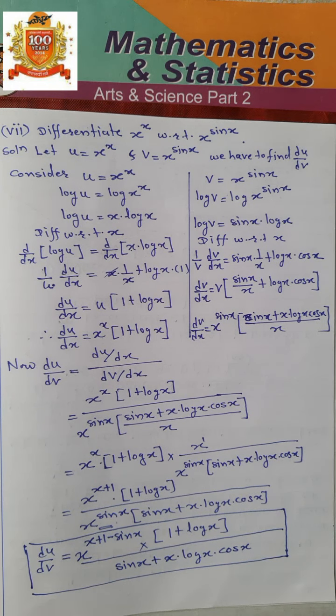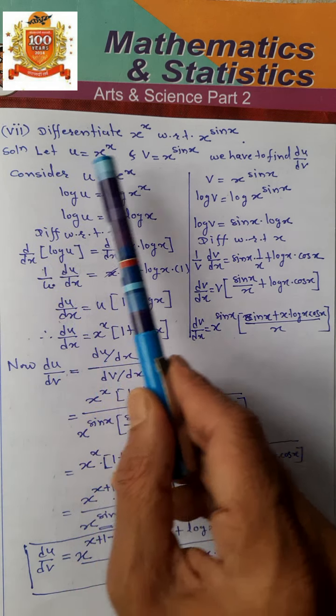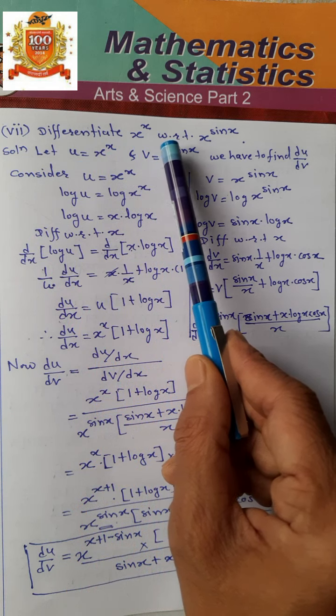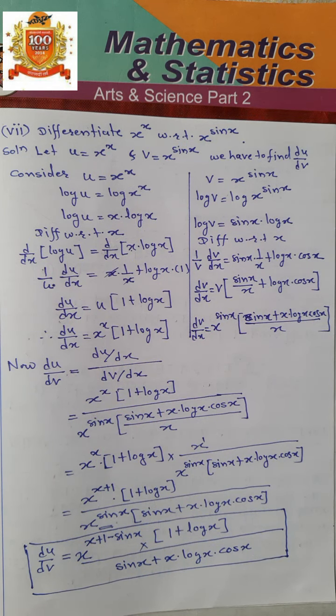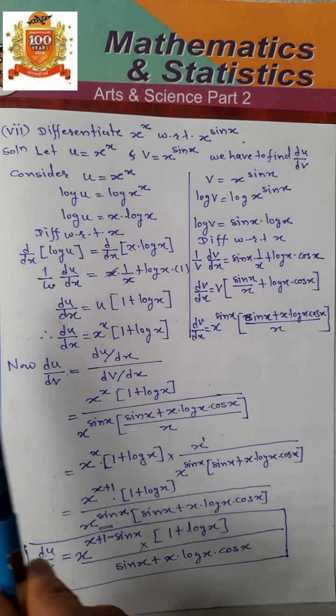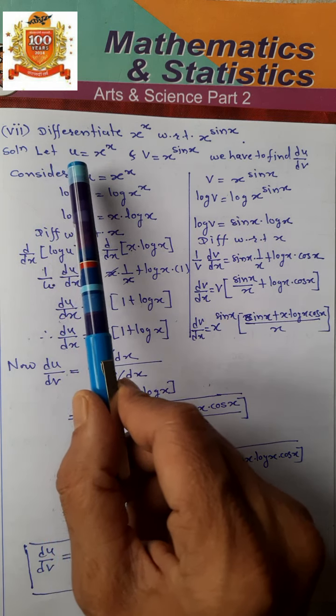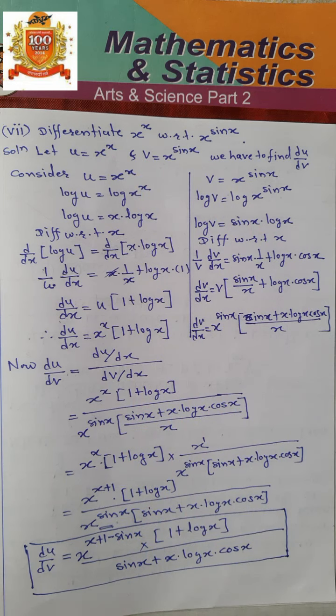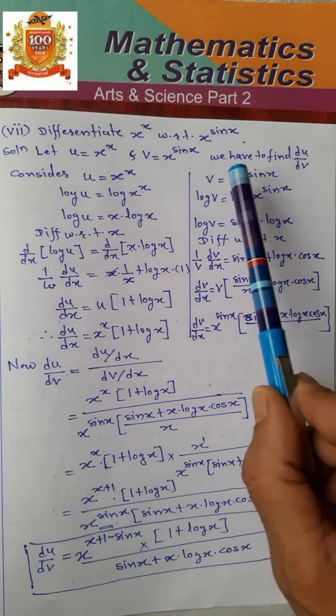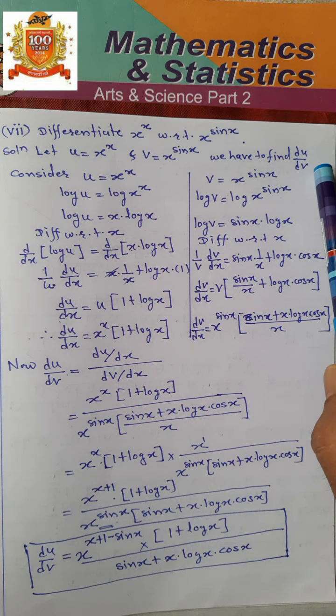Let us see one more question. Problem number 7. Differentiate x raised to power x with respect to x raised to power sin x. Let us solve this problem. Let u is equal to x raised to power x and v is equal to x raised to power sin x. Here we have to find du by dv.